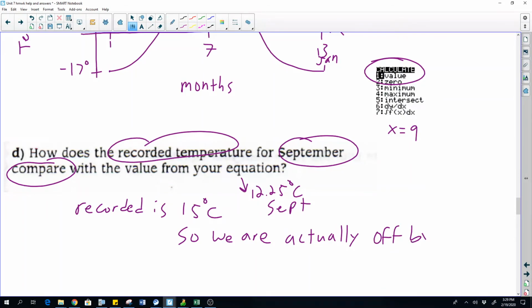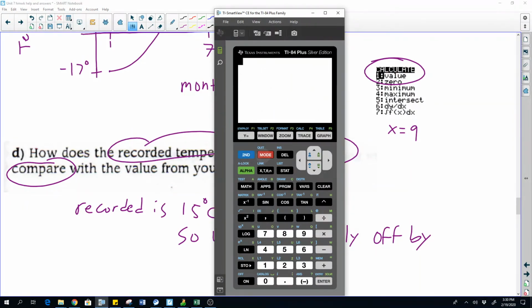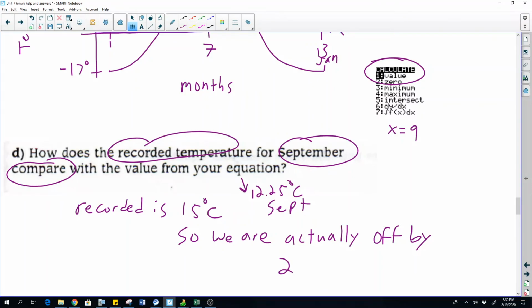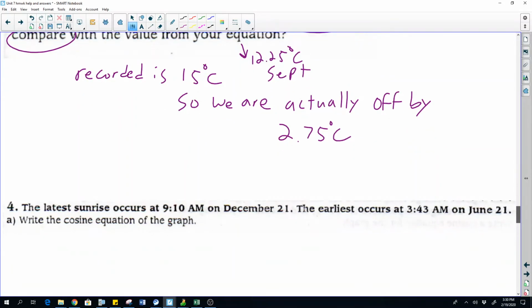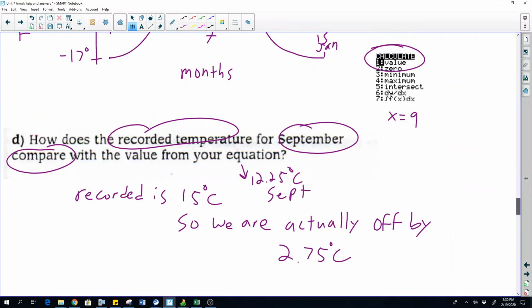So we're actually off by, and then what's that difference there? Let's take a look. So 15 minus 12.25. So we're off by 2.75. So we're actually off by 2.75 degrees. Cool. So that's how it compares, right? Our record is a bit higher than what is expected from our equation. Cool. So that was problem 3.